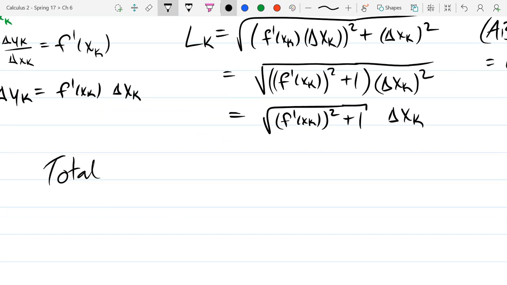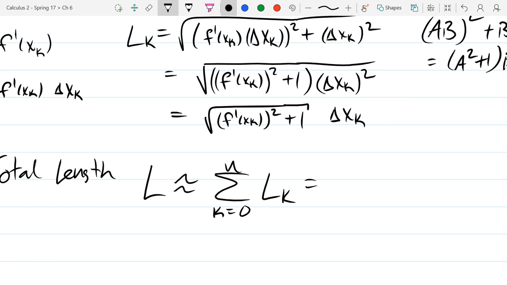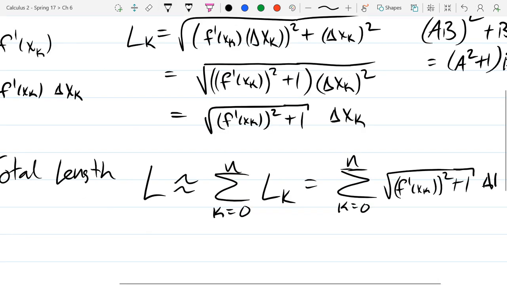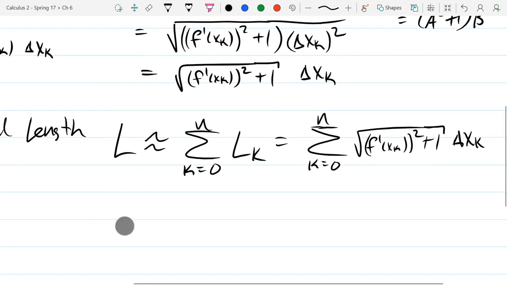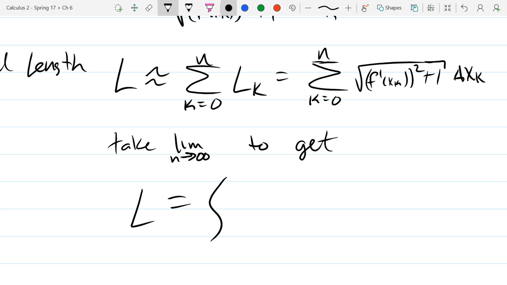So our total length, we'll use a regular L for this. So if I add up from 0 to n, all these little lk's, I'll get the approximate length. And we take the limit, this turns into an integral from a to b, the square root of f prime of x squared plus 1 dx.